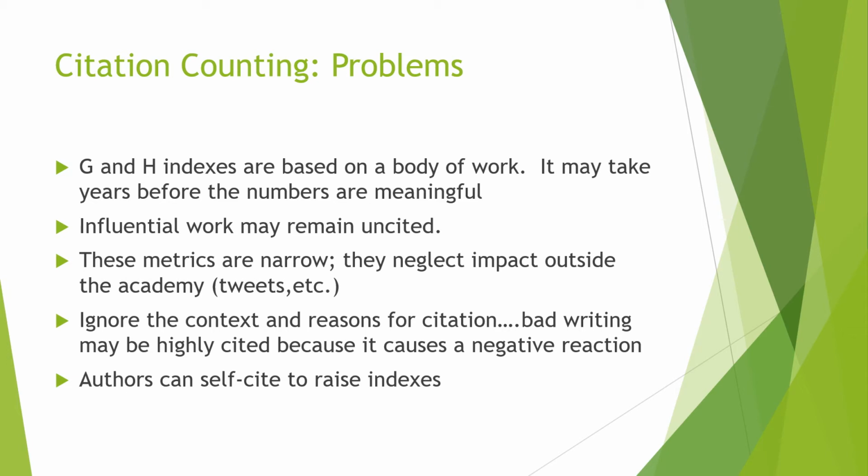And it ignores the context and the reasons for citing. So think about that. A really bad theoretical offering may be highly cited just because it's inaccurate and it causes a negative reaction. So really bad papers often have very high citation counts. And authors can self-cite to raise the indices. This does happen. I know of authors who, of course, write on similar topics, so they often refer back to earlier articles of their own, and this raises their H index. Now, there is another index that removes self-citing as well.